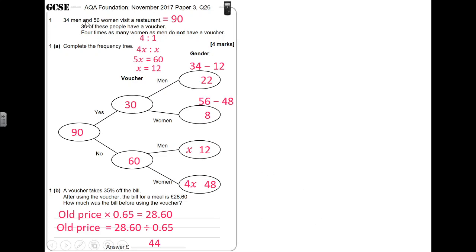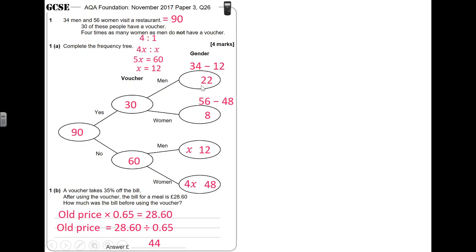So first of all, we've got to find the total population by adding the men and the women together to get 90. There are 30 of these people that do have a voucher, so 30 do. 4 times as many women as men do not have a voucher. So in the not voucher, we know this number is 4 times this number. So we can use ratios. That's 4 to 1. So 4 times something, add 1 lot of something. That means we've got 5 lots of it. So 5x needs to equal 60 because that's what we add to 30 to make it up to 90. 1 lot of it is 12, which means 4 lots of it is 48.